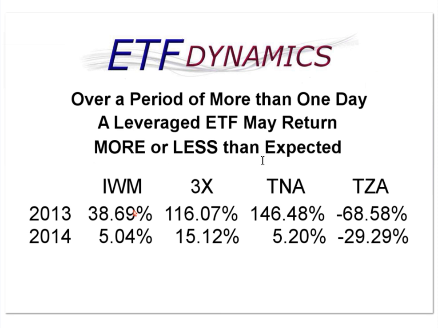In 2014, which was more of a flat, volatile year, not quite the same type of bull move that we saw in 2013, IWM returned a little over 5%, so triple leverage should have been 15%. The triple leveraged ETF returned a little bit better than the IWM, but not anywhere near what you'd expect. Conversely, the triple leveraged bear ETF lost almost double what it should have.